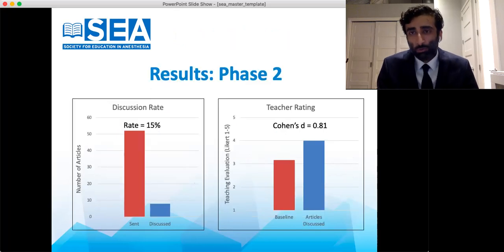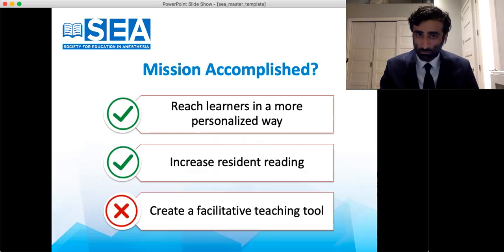Unfortunately, the discussion rate was not what we hoped for, and the residents reported the faculty used the articles as a teaching tool only 15% of the time. But when they did use the articles as a teaching tool, it had a large effect on the teaching evaluations, with a Cohen's d of 0.8. So we succeeded in reaching our learners in a more personalized way and increased resident reading, but did not create a consistent facilitative teaching tool.